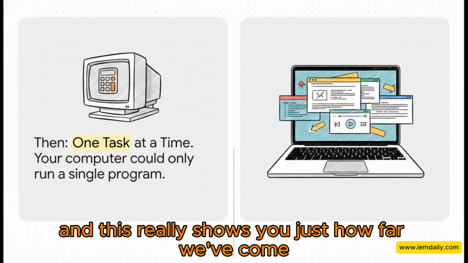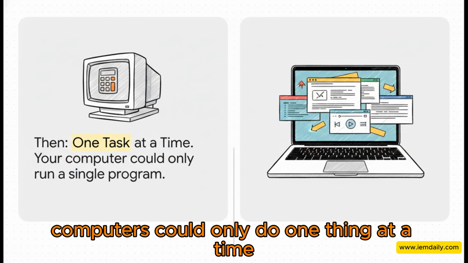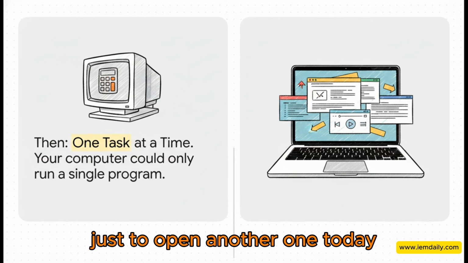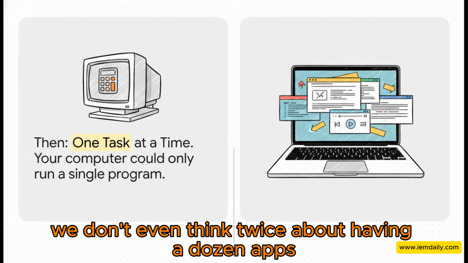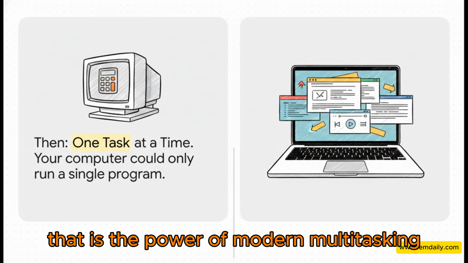And this really shows you just how far we've come. I mean, back in the day, computers could only do one thing at a time. Seriously, you had to close one program completely just to open another one. Today, we don't even think twice about having a dozen apps running all at once. That is the power of modern multitasking.